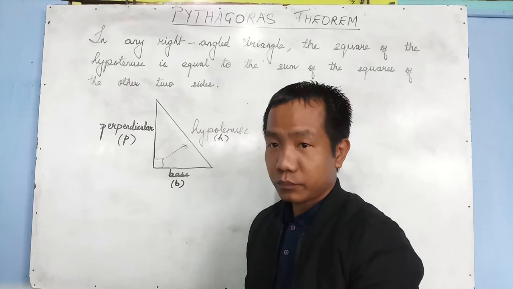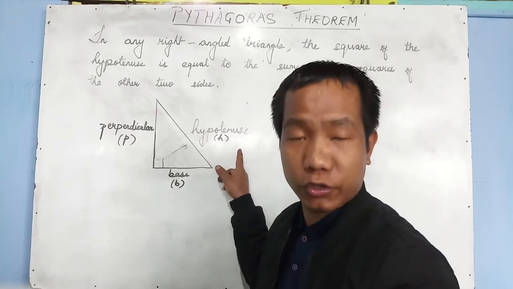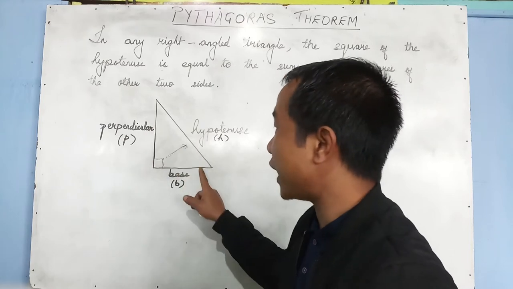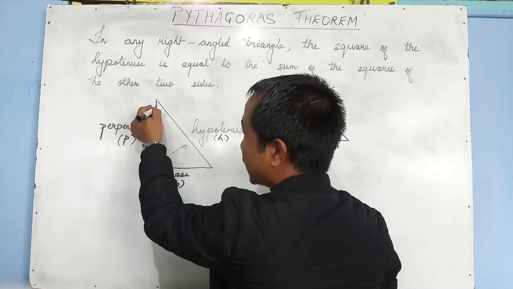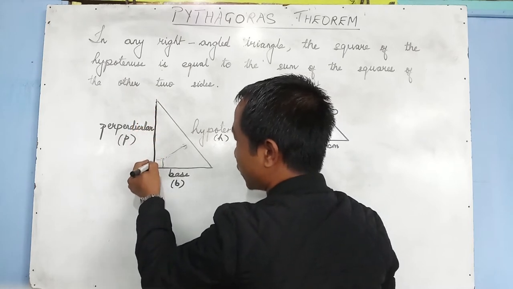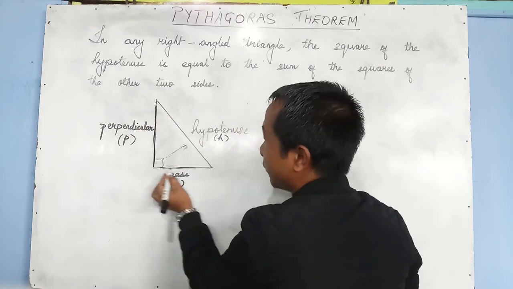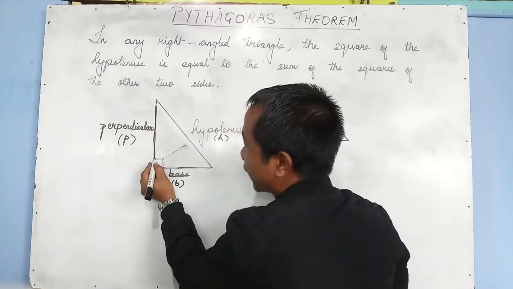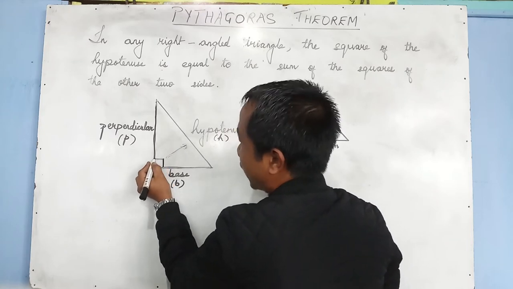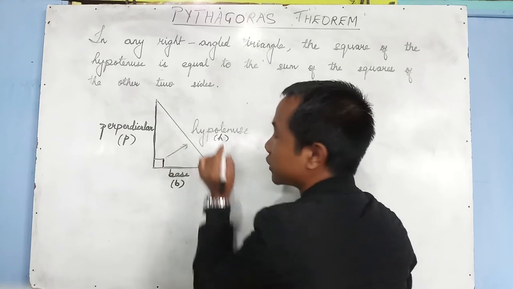So this hypotenuse has a special relation with the other two sides. The remaining two sides are perpendicular and base. Perpendicular, base. And this one is the hypotenuse. It is the opposite of the 90 degree. Opposite of this 90 degree is called the hypotenuse.